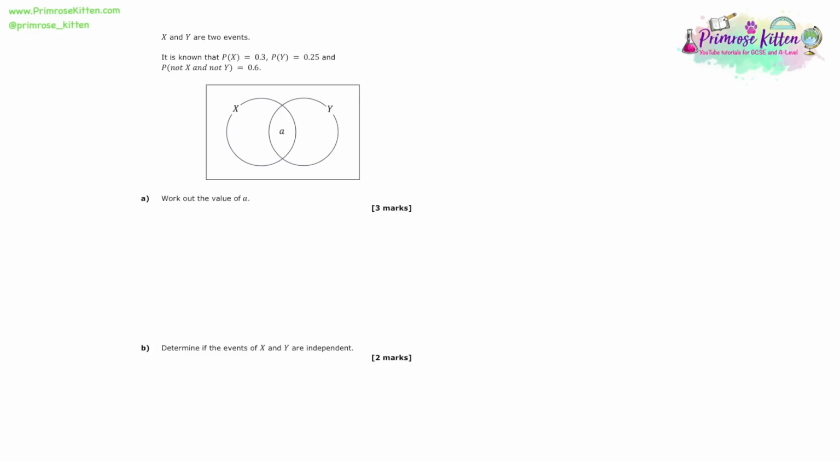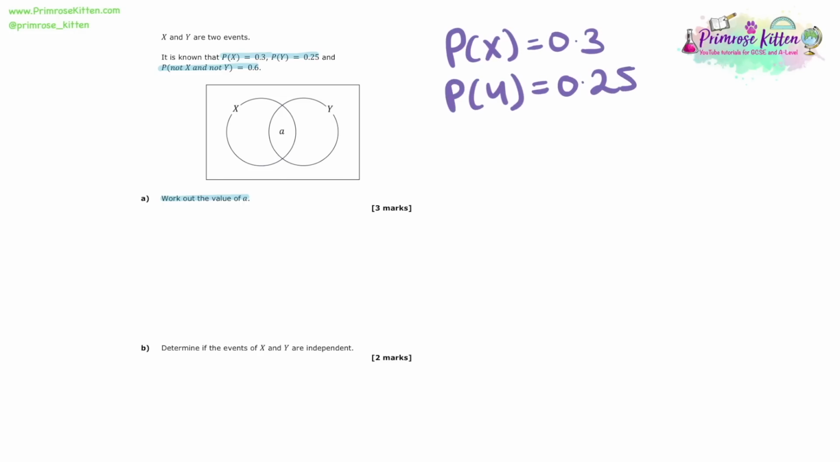X and Y are two events. It's known that the probability of x is equal to 0.3, the probability of y equals 0.25, and the probability of not x and not y is equal to 0.6. Here we're asked to work out the value of a, which as you can see in this diagram is the probability of x and y. So let's just summarise this information. We know that the probability of x is equal to 0.3, the probability of y is equal to 0.25, and the probability of not x and not y equals 0.6.